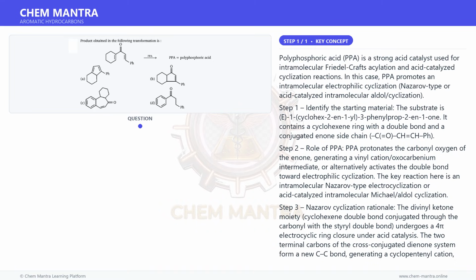Step 3. Nazarov cyclization rationale. The divinyl ketone moiety, the cyclohexene double bond conjugated through the carbonyl with the styryl double bond, undergoes a 4-pi electrocyclic ring closure under acid catalysis. The two terminal carbons of the cross-conjugated diene system form a new C-C bond, generating a cyclopentenyl cation, which loses a proton to give the cyclopentenone product.